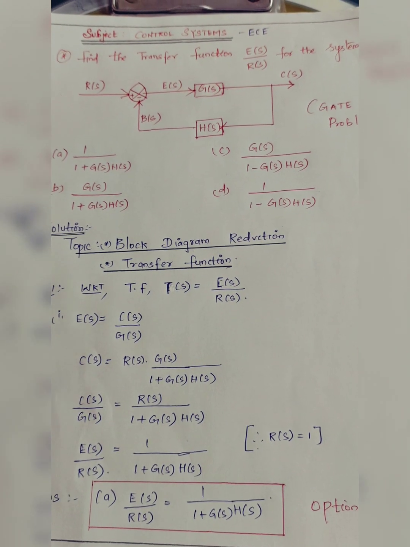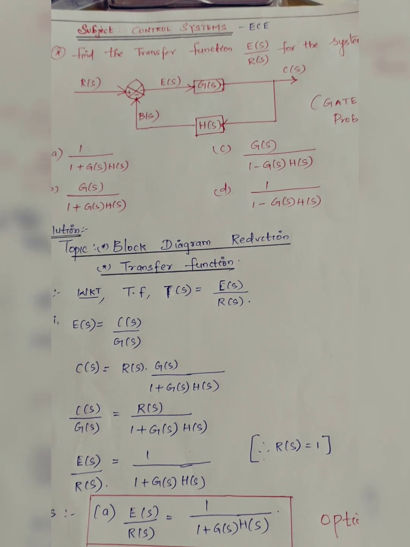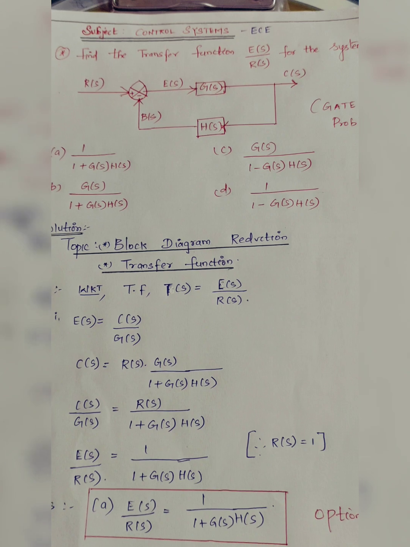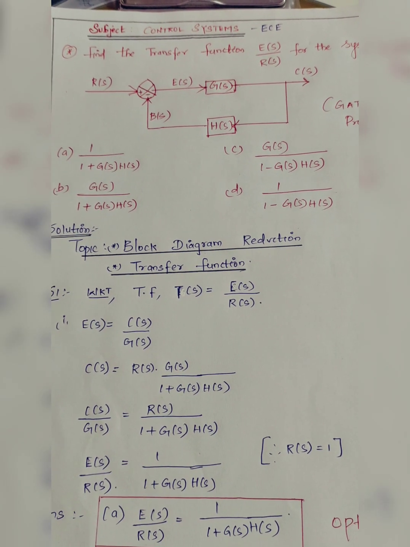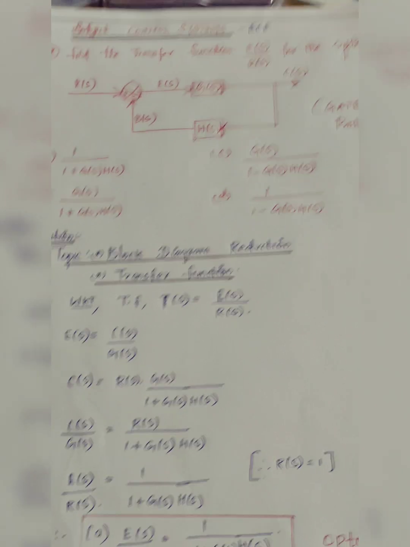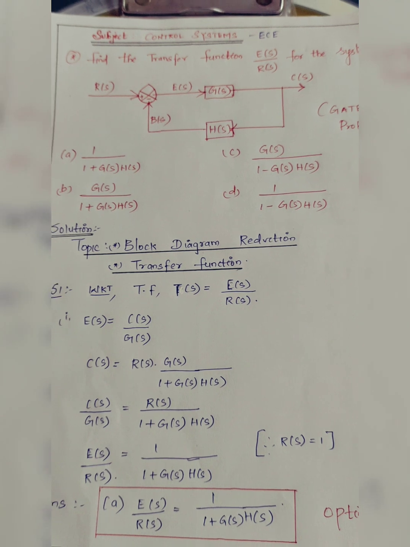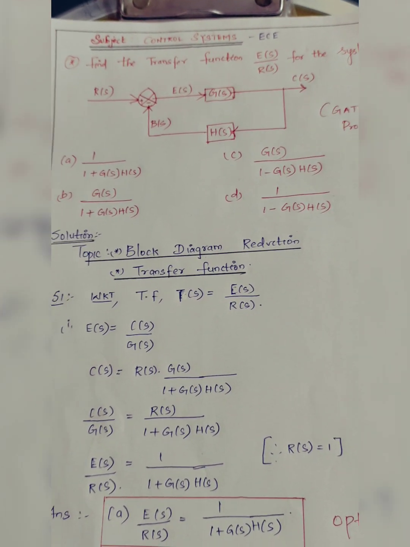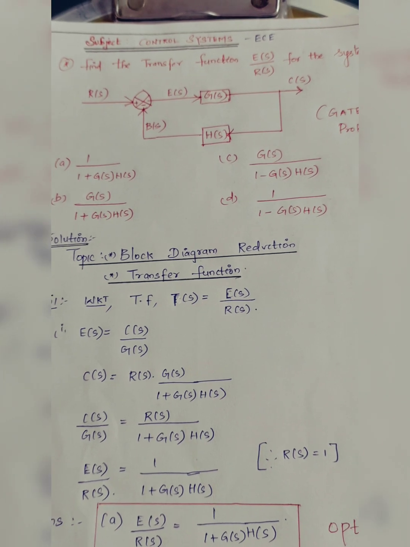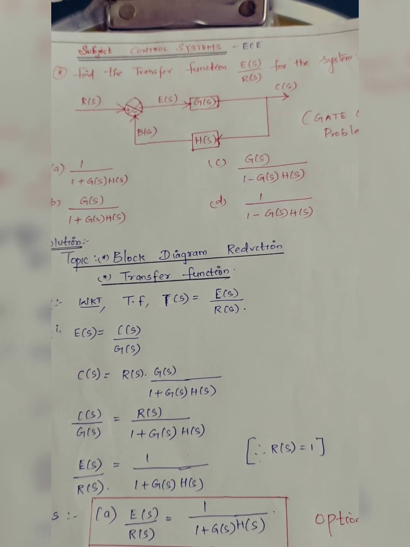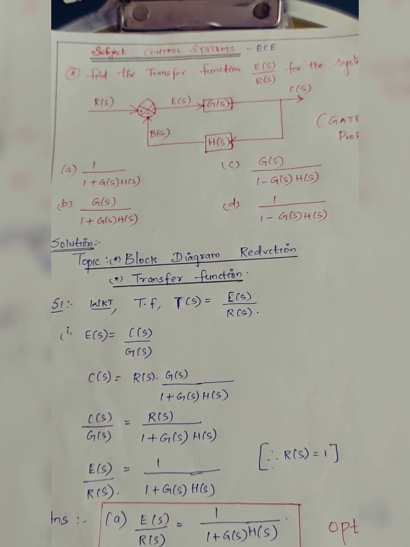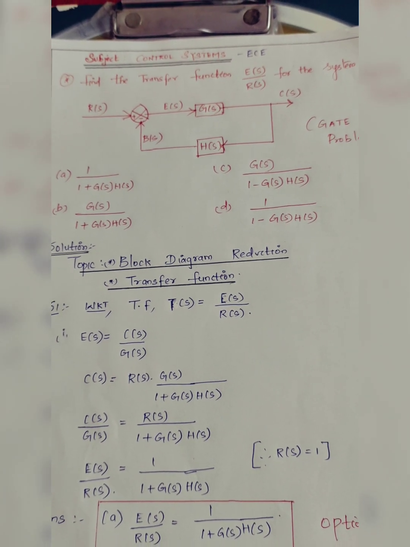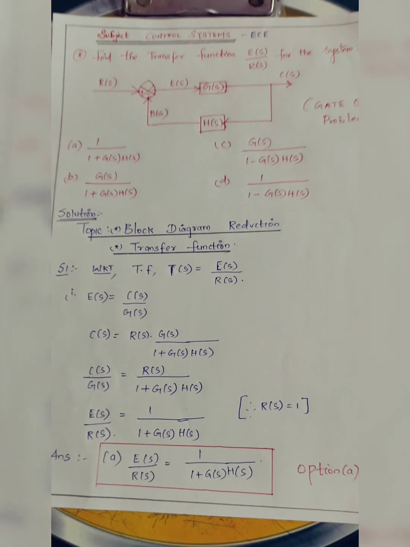So the topic completely belongs to the block diagram reduction topic. The topic completely needs us to find the transfer function. Based on this, we have found the transfer function E of S by R of S. Option A is correct. The problem has the reference signal and output signal, R of S and C of S, as well as the block diagram consisting of the two blocks G of S and H of S. This is a complete solution. It's a simple basic problem under the topic of block diagram reduction.